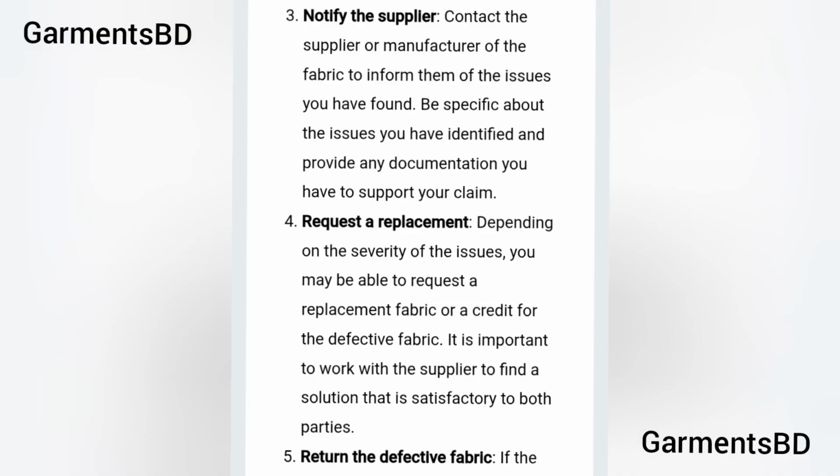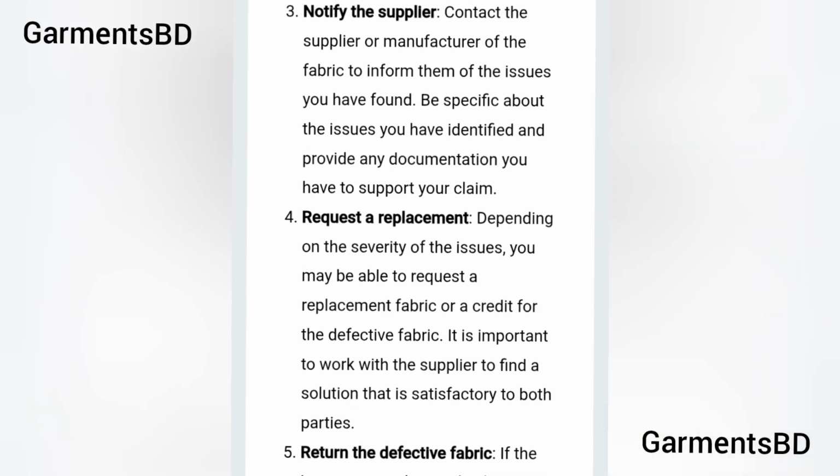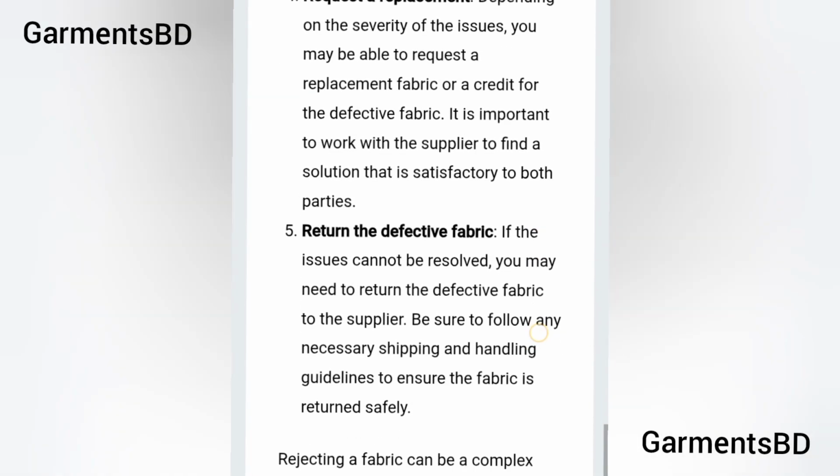Request a replacement. Depending on the severity of these issues, you may be able to request a replacement fabric or a credit for this defective fabric. It is an improvement of the work with the supplier, and both practice.